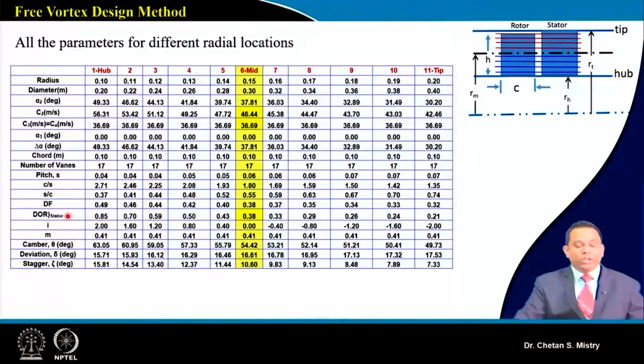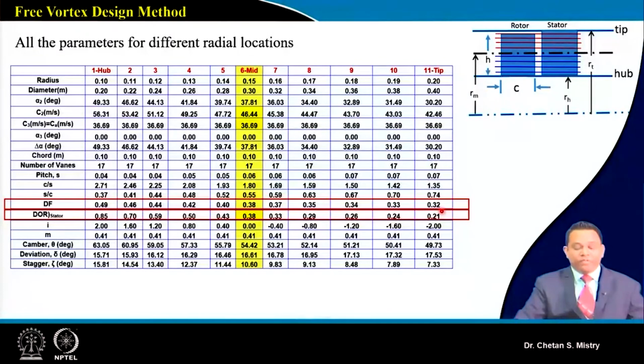Okay. Now here in this case, this incidence angle, as we have discussed, needs to be varied in a range. So just look here, this is 2 degrees, 1.6, 1.2, 0.8, 0.4. So accordingly you need to make your assumption. Diffusion factor calculation: if you look, my diffusion factor at the hub is coming 0.49 and at the tip it is coming 0.32.